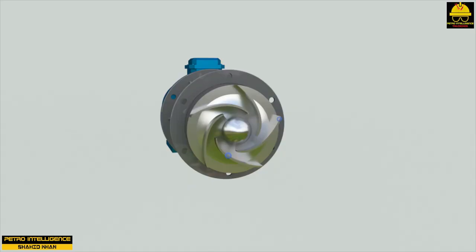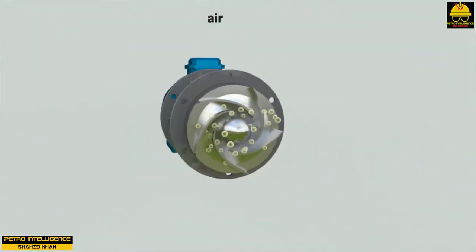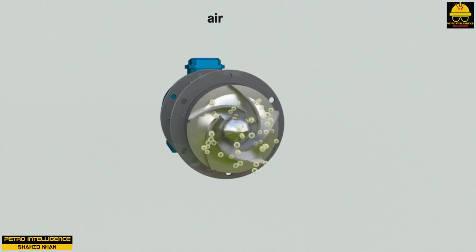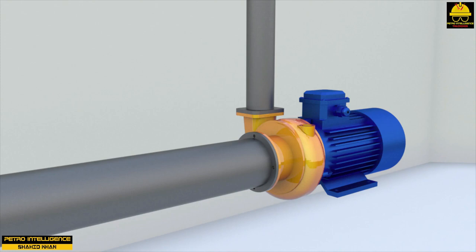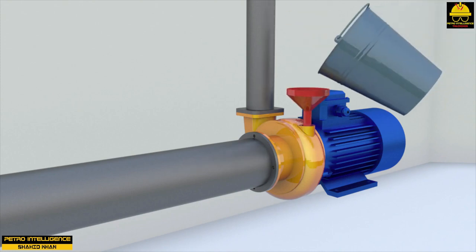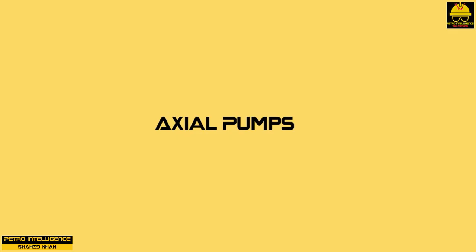The answer is no, because the particles move in the pump due to inertia, which depends on mass. The mass of air particles is much lower than that of water particles, so it is impossible to pump air at the speeds that a centrifugal pump operates at. For this reason, centrifugal pumps must be primed before switching on, either through a special channel in the casing or through the discharge nozzle.